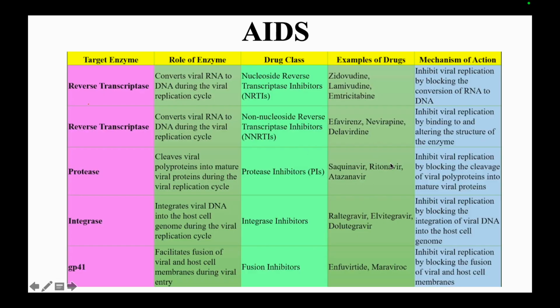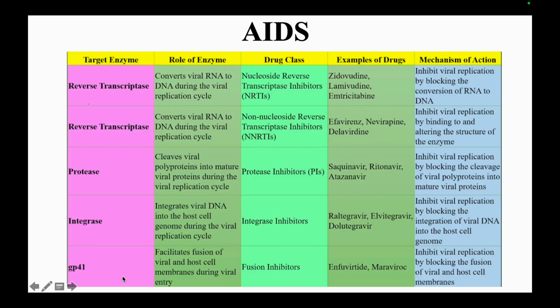So here we are using a different class. All these drugs have VIR at the end, which suggests that they are antiviral drugs. These drugs are protease inhibitors. They specifically target the viral protease present in the body. If we target these viral proteases, there won't be any mature viral proteins for viral replication, and it will basically block viral replication.